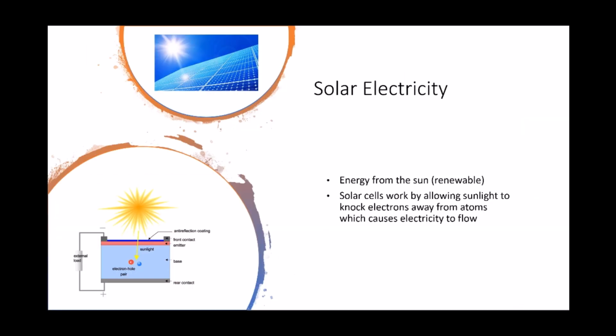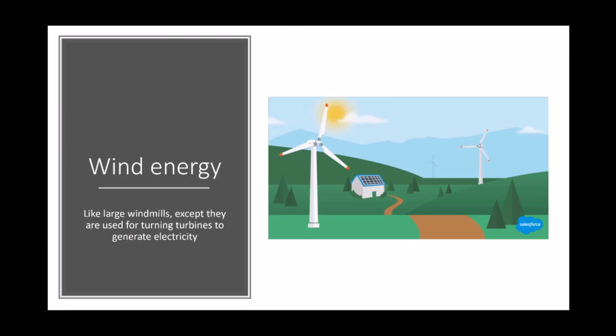Solar energy is another type of renewable energy, again because the amount of sunlight that we use does not affect how much will be remaining. And what's happening with solar electricity is we have solar panels which essentially work by allowing sunlight to knock electrons away from some atoms, causing electricity to flow, and in that process we're able to generate an electrical current.